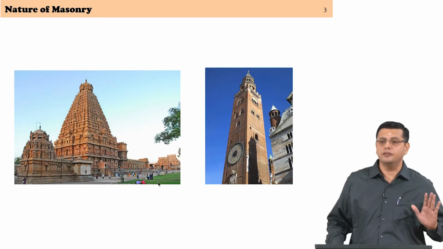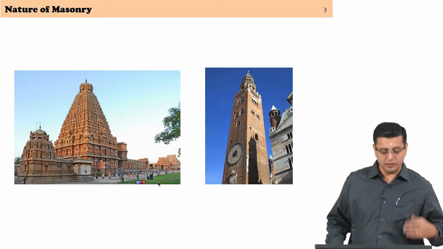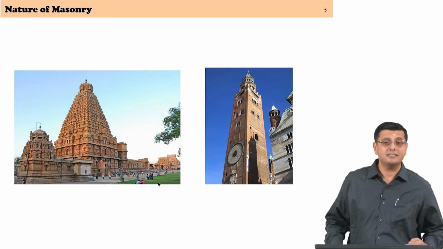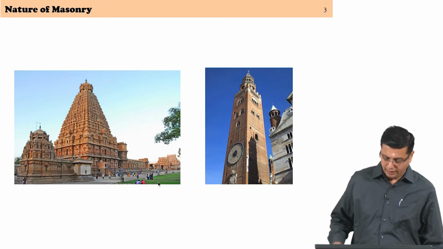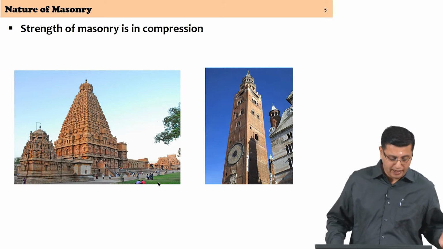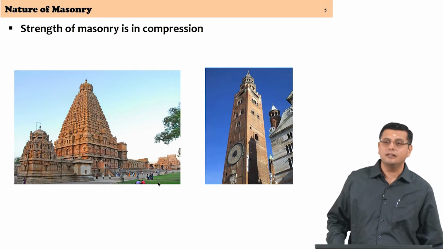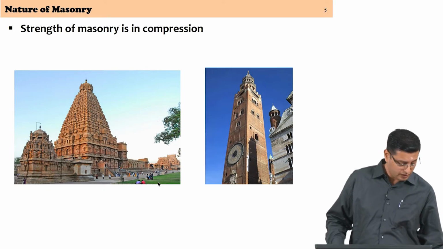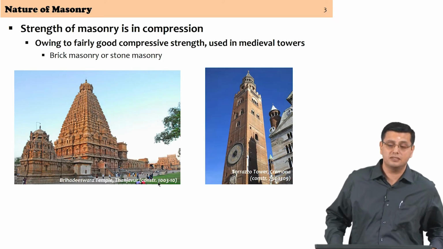However, if you were to assume only gravity forces acting, which is not always the case, you will have lateral forces. Under gravity, you have massive masonry structures constructed in the past. You have two examples here. They are very famous examples. The one on the left is the Brihadishwara temple in Tanjavur, which is not very far from here. You can go and visit it. It is about 1000 years old. It was constructed between 1003 and 1010 AD, about 6 to 7 years.